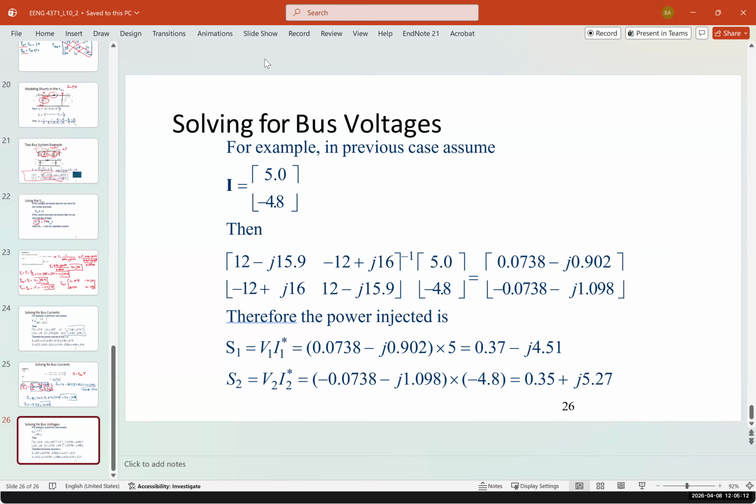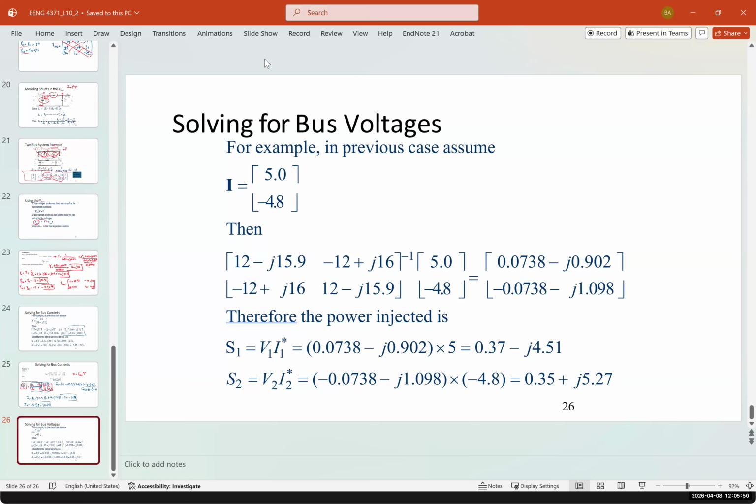Now, solving for the bus voltage, for example, if in the previous case we assume that we have the current and we didn't have the voltage, then what we can do is find the admittance bus inverse, which is the impedance. So we can go back to the impedance, and then multiply it by the current so we can get the voltage. Using that, we get a voltage of 0.0738 minus J0.902 and negative 0.738 minus J1.098.